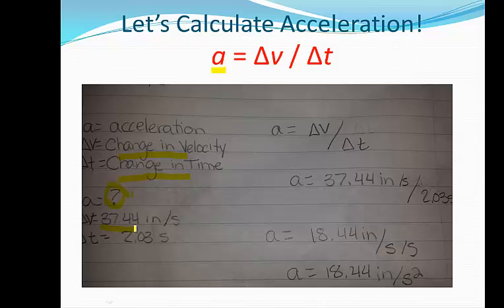We know change in velocity, we just found that. It was 37.44 inches per second. We know our change in time, we found the average of our time, so that was just 2.03 seconds. We plug those values into our formula and we get acceleration equals 37.44 inches per second divided by 2.03 seconds. That gives us acceleration equals 18.44 inches per second, or 18.44 inches per second squared.